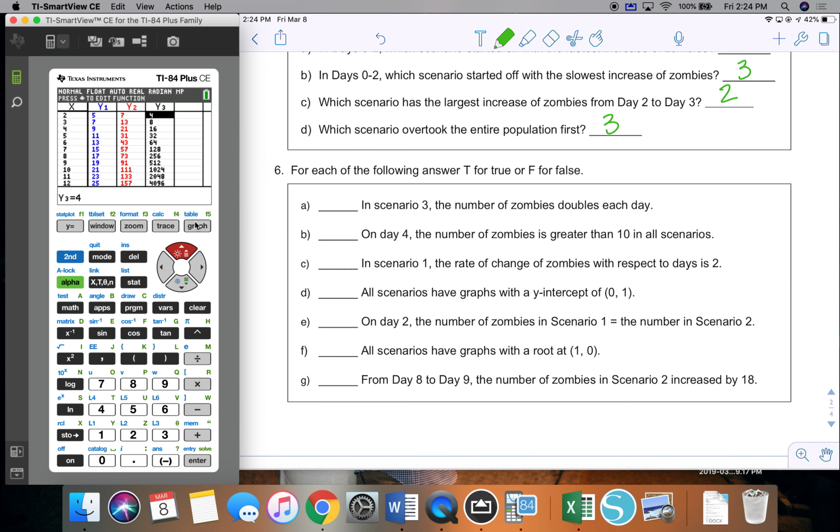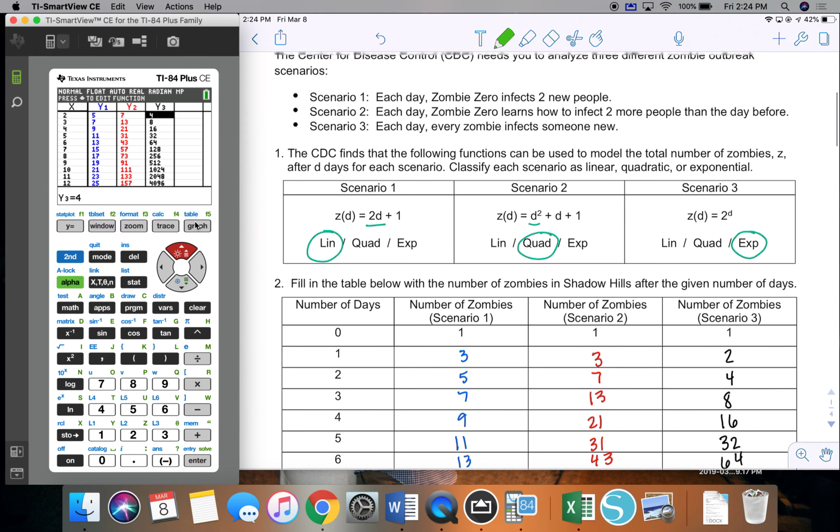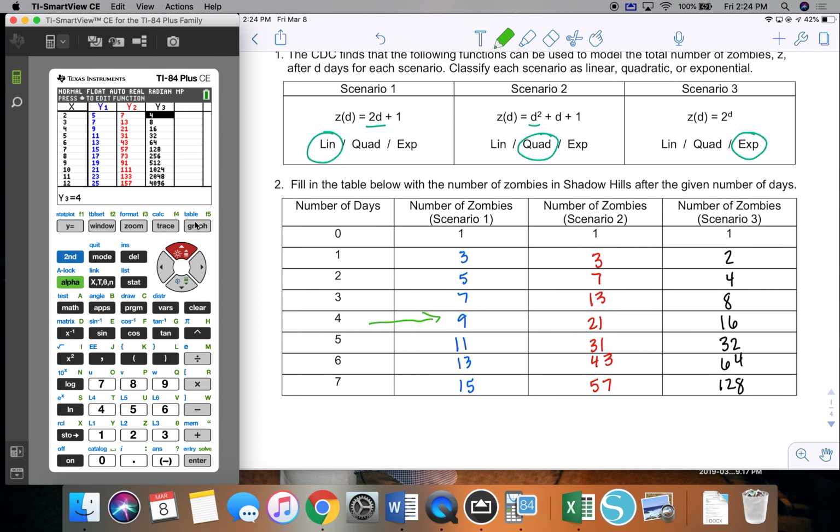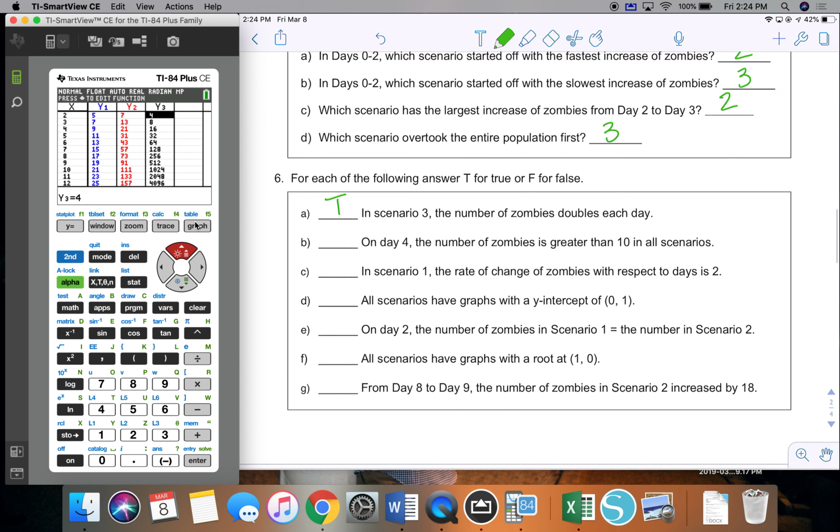And then they just have some true-false questions. So scenario 3, the zombies double each day. That is true. That's what the 2 raised to the x, your rate is 2. On day 4, zombies is greater than 10 in all scenarios. So day 4, that is not true, because scenario 1 is not. Scenario 1, rate of change with respect to days is 2. That is true, because we have 2 times d.